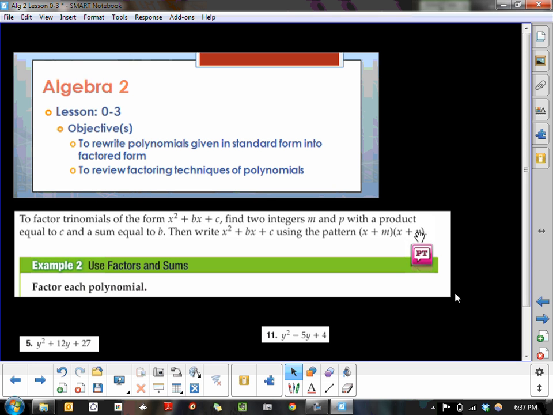But what I want you to keep in mind, in your comprehensive plan, the first thing you're always going to look for is the greatest common factor. You're going to look for that monomial factor. That should always come first and foremost in your mind. That's not going to happen in these examples.